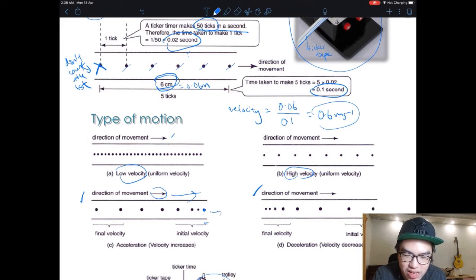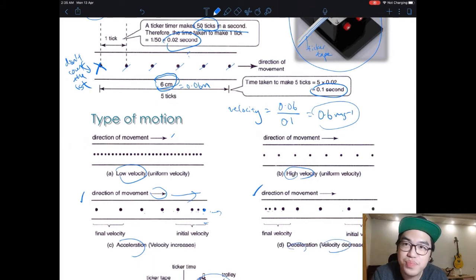Can you see the dots are getting further and further apart, which means this trolley is accelerating. I'm accelerating. Can you see the speed increases? As for this, the speed is slowing down. So velocity decreases, or deceleration.